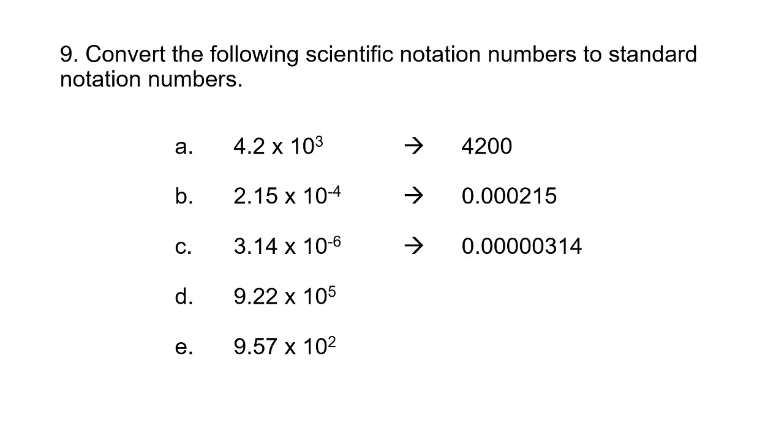For letter D, I have a very large number, so I'm going to move it 5 places to the right. That would be 922,000 would be that answer. Then letter E, I'm moving it 2 places to the right. My final answer should be 957.